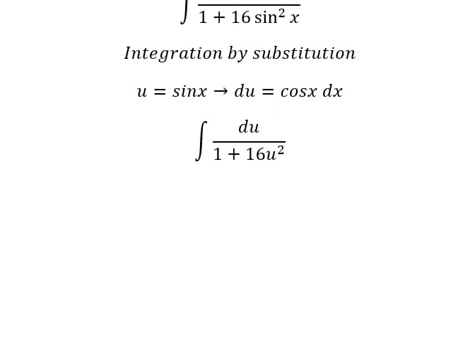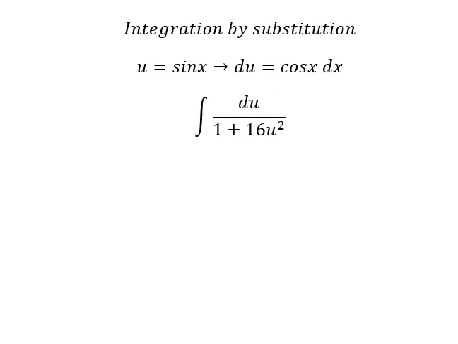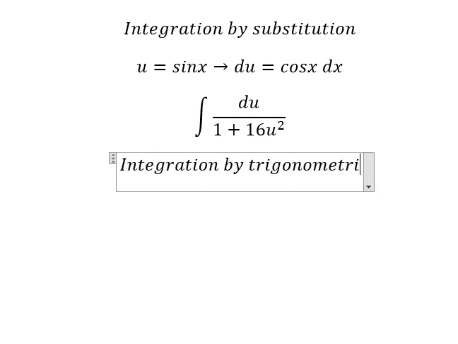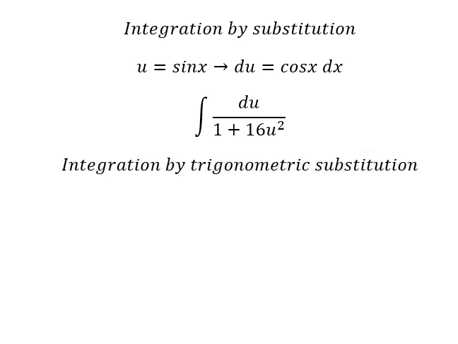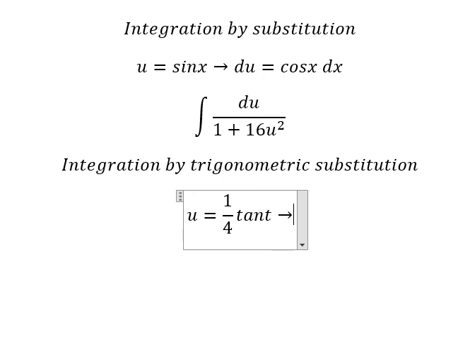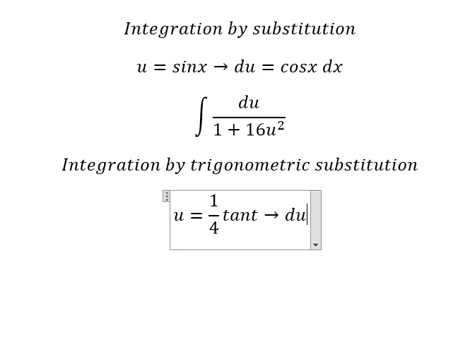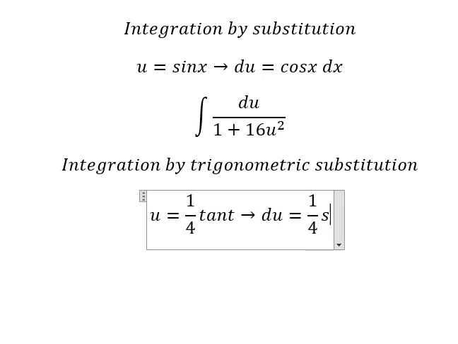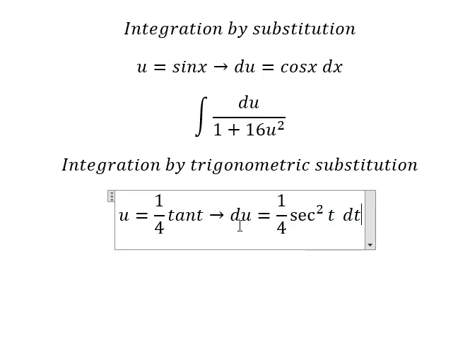Next, we can use about integration by trigonometric substitution. So I will put about u equal to 1 over 4 tan t. Because if I put this one here, we have 1 over 16 tan t squared. Later that we do first the derivative for both sides, and we have 1 over 4 secant of t squared dt.